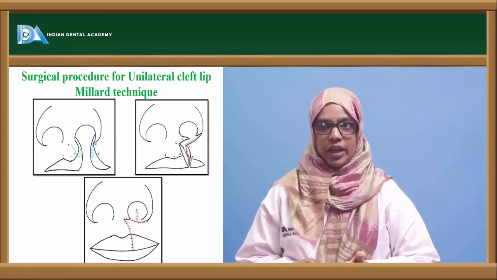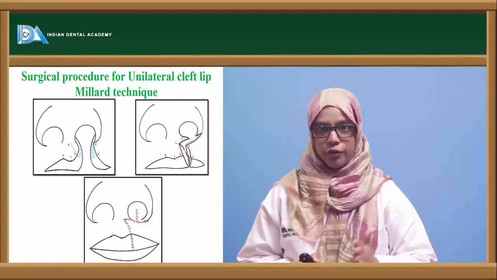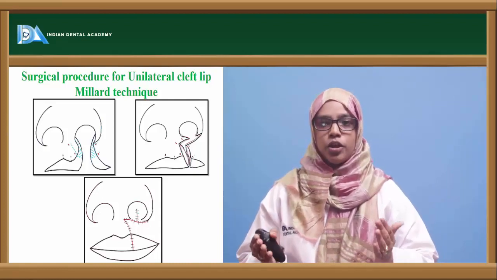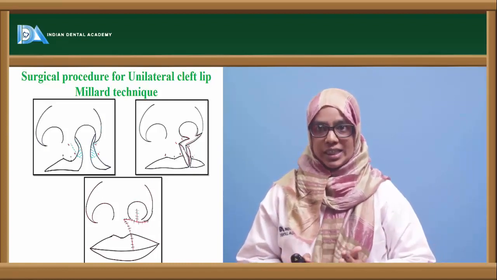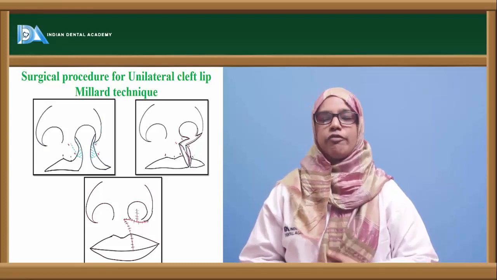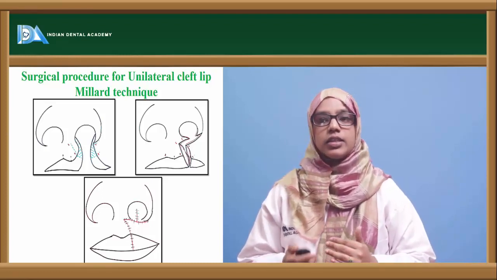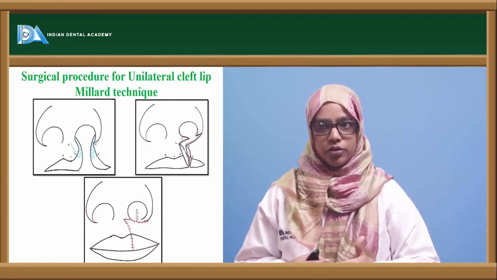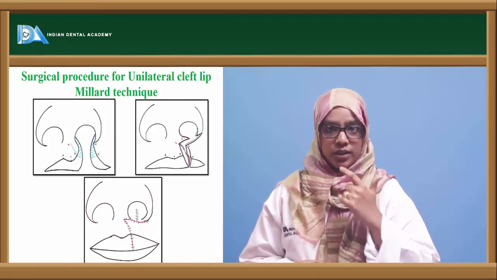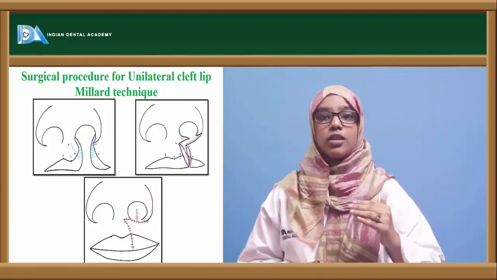And then you will undermine the muscle from the skin as well as the mucosa. Do the mucosal layer closure, nasal layer closure, muscle closure, and then finally the skin closure. This is how the scar looks in the third picture. There will be a triangular scar at the base of the nose, or you can say at the columella region.